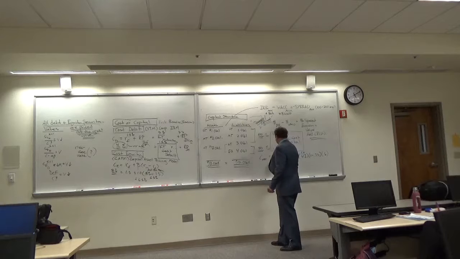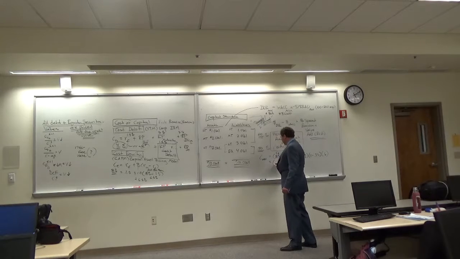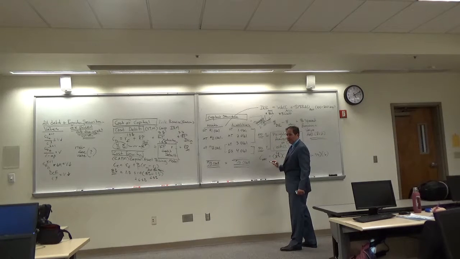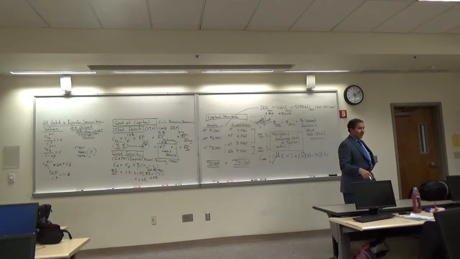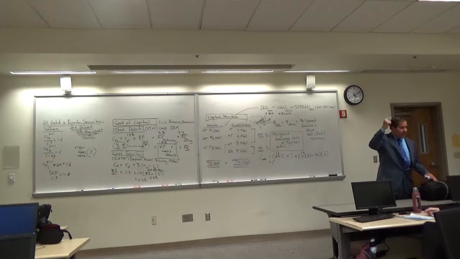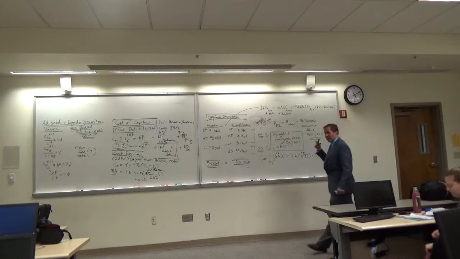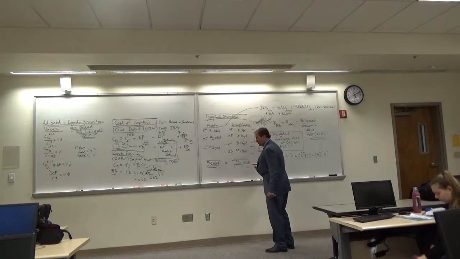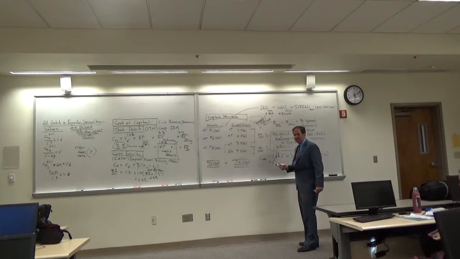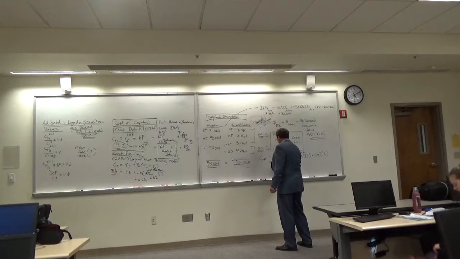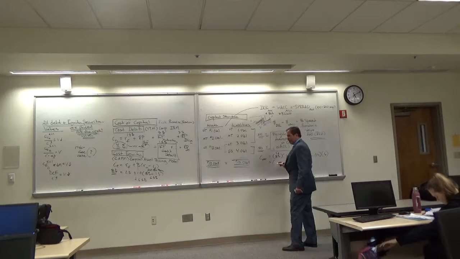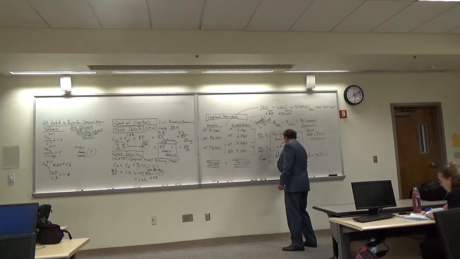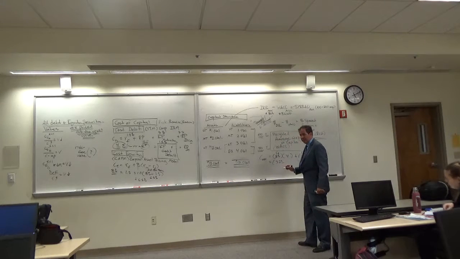What's 8% times 0.4? Okay, you might want to pull out your calculators, because when we do the discounted cash flows, there's no way you're going to be able to do it in your head, and neither can I. 0.32. No, it's not 32%. 0.032. So that's 3.2%, is that right?